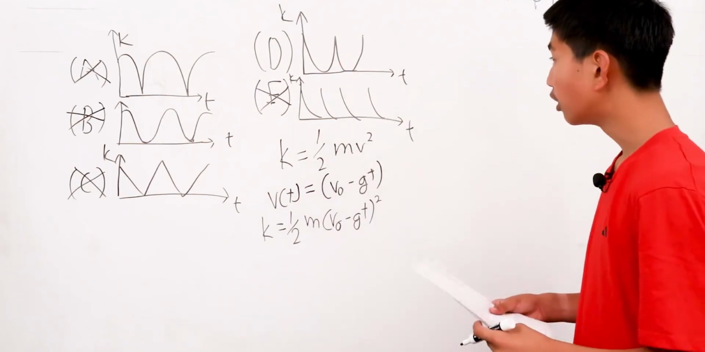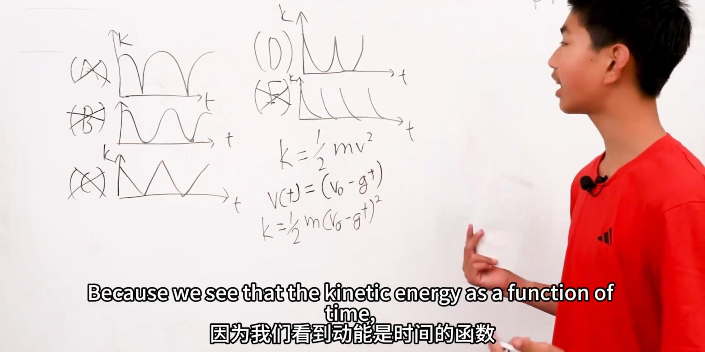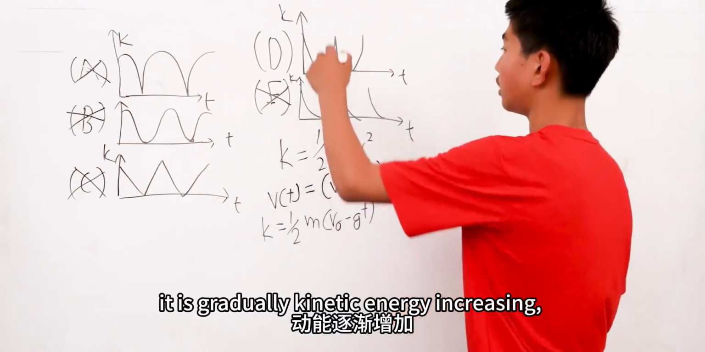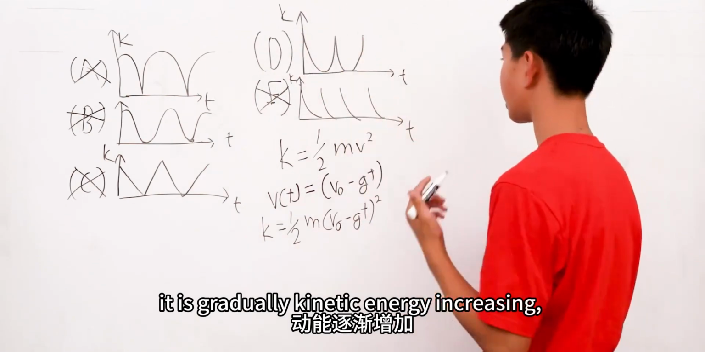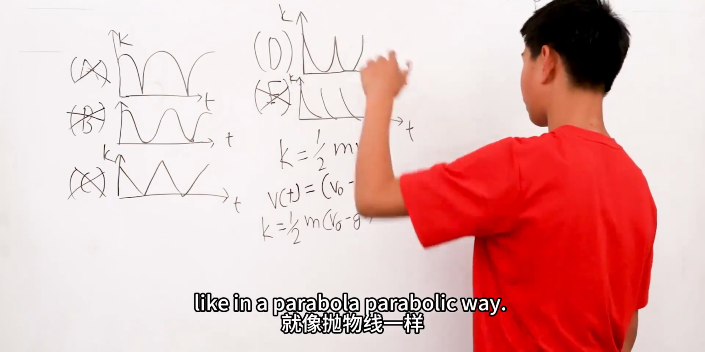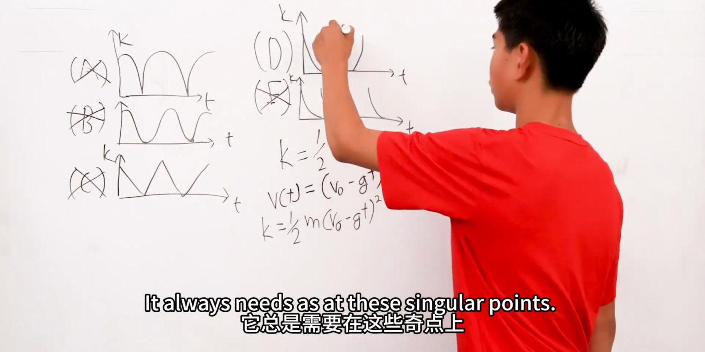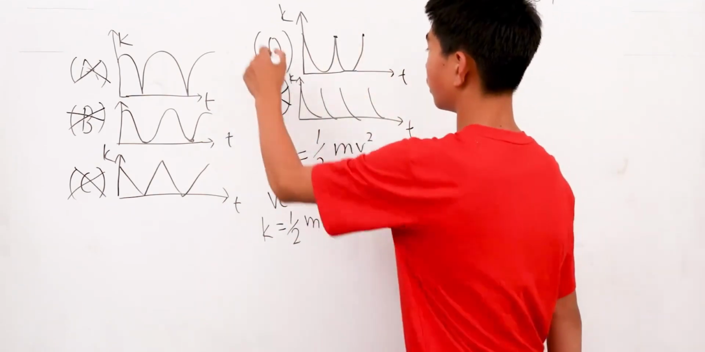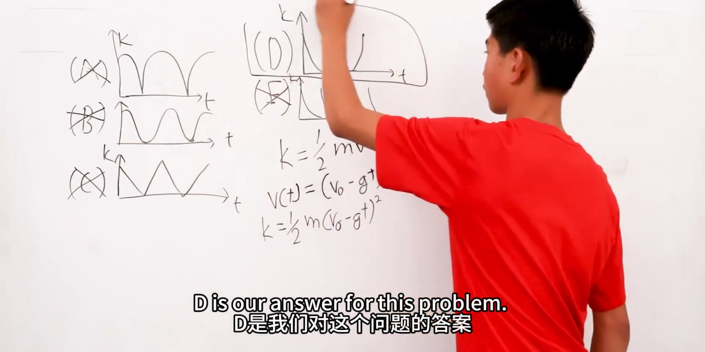Now our answer is D. And why? Because we see that the kinetic energy as a function of time, as time goes on, gradually increases in a parabolic way. And it always meets at these singular points at the top. So D is our answer for this problem.